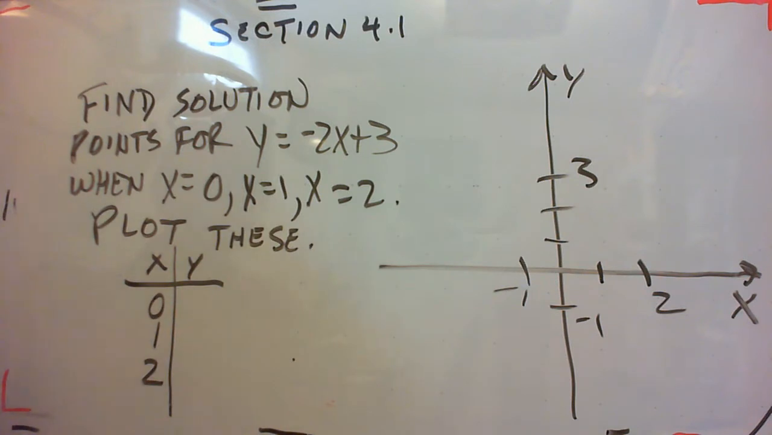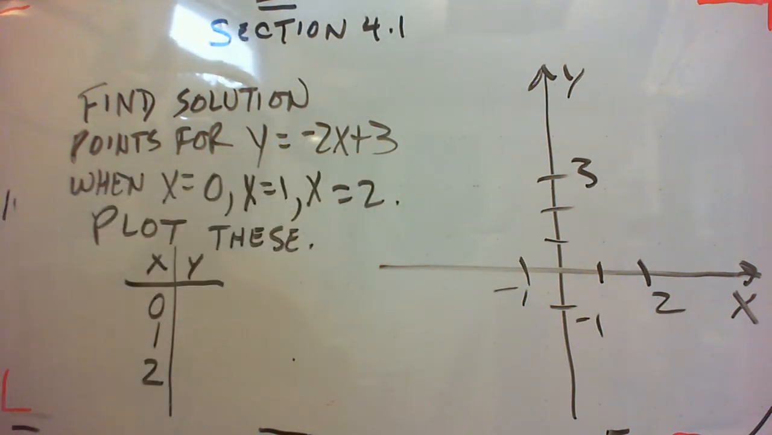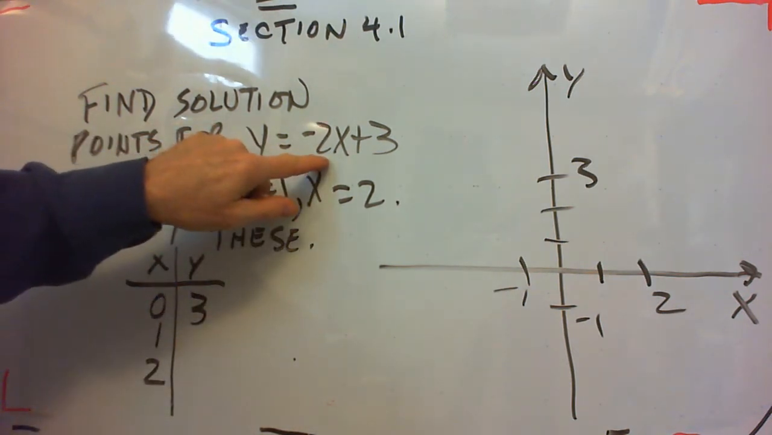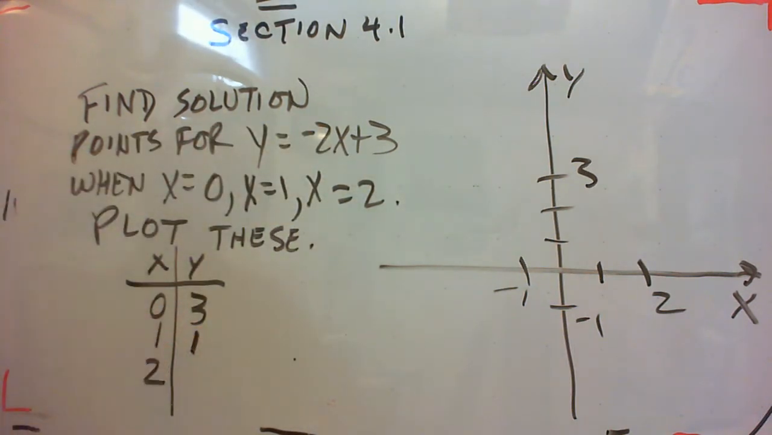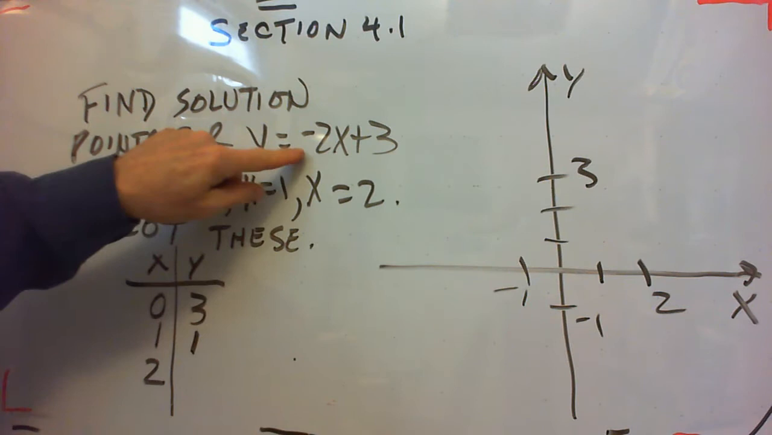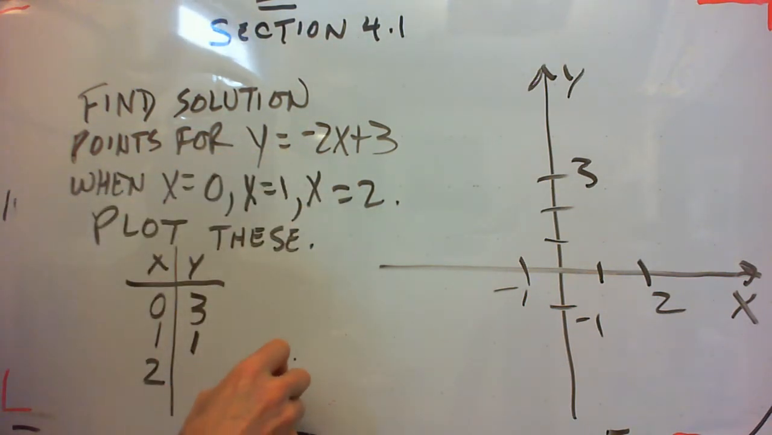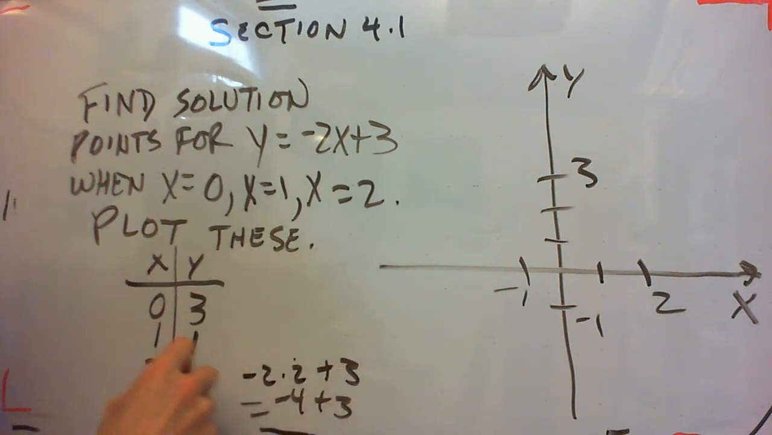Okay, so to find the solution points, we just plug in the x values. When x is 0, y is negative 2 times 0 plus 3, which is just 3. When x is 1, y is negative 2 times 1, which is negative 2, plus 3 is 1. And when x is 2, y is negative 2 times 2, which makes negative 4. So negative 4 plus 3 is negative 1.